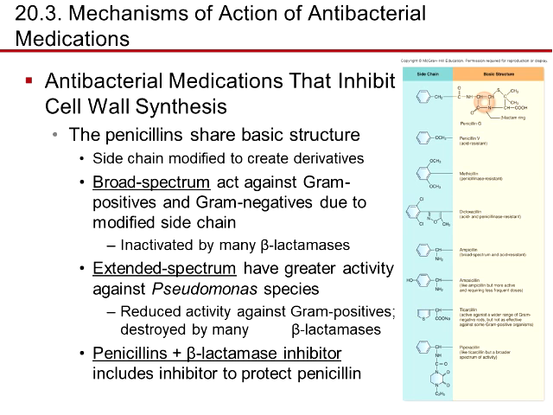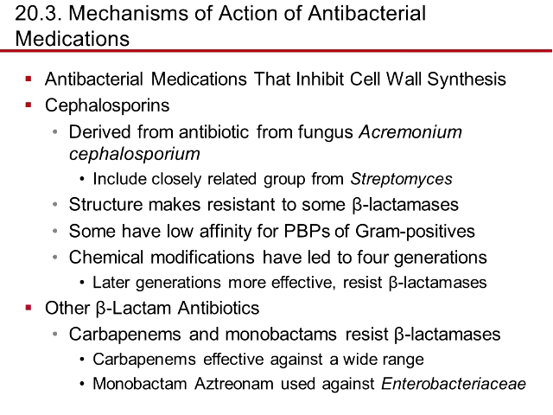Now, the penicillins share a basic structure, and the side chain is modified to create derivatives, like I said. Some other of those derivatives include the broad spectrum, which act against the gram-positive and gram-negatives due to the modified side chain, and those can be inactivated by beta-lactamases. The extended spectrum have greater activity against Pseudomonas species, like, for instance, amoxicillin. It has reduced activity against gram-positives. It's destroyed by many beta-lactamases. So penicillins plus a beta-lactamase inhibitor includes an inhibitor to protect the penicillin. And I talked about that with the ampicillin and the clavulanic acid.